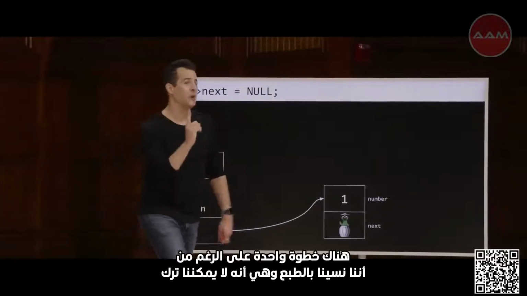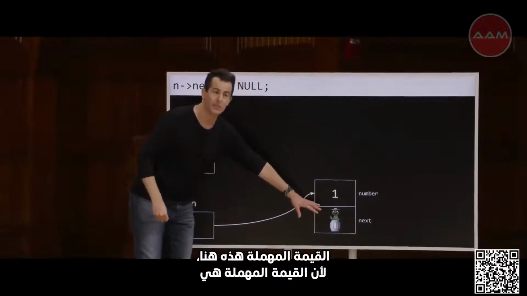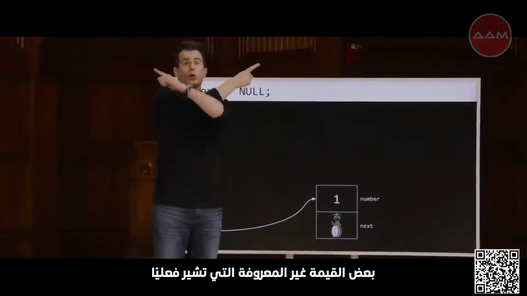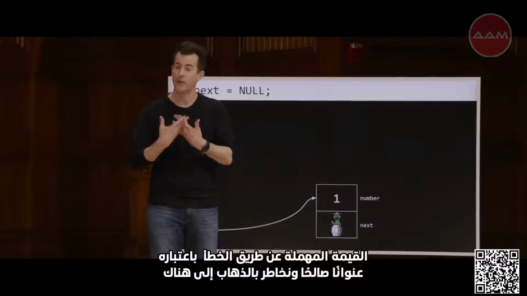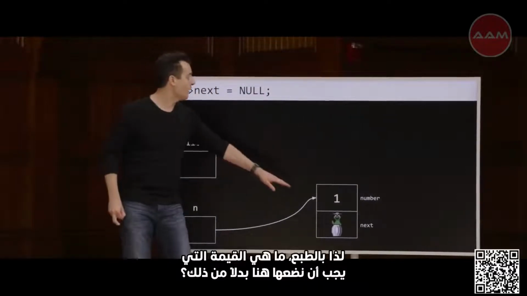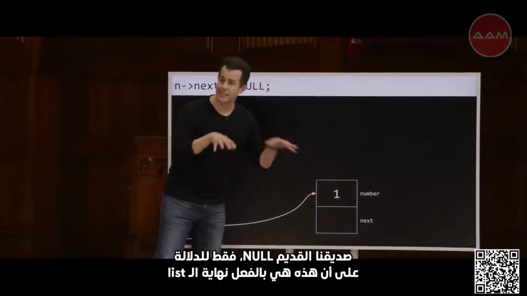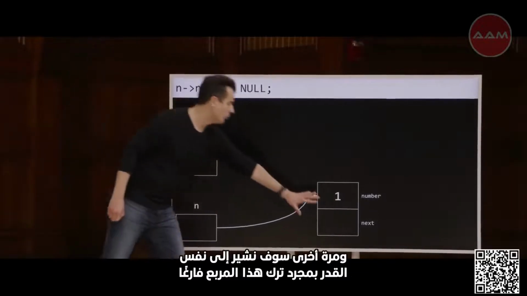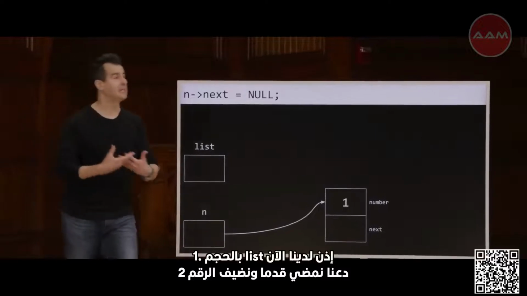There's one step, though, we've forgotten, of course, which is that we can't leave this garbage value here because the garbage value is some unknown value that effectively is pointing who knows where. And we don't want to accidentally misinterpret that garbage value as being a valid address and risk going there. So, of course, what value should we put here instead? Our old friend null, just to signify that this is indeed the end of the list. And we could do that with a line of code like this. And again, we'll connote as much by just leaving that empty box blank. So now we have a list of size 1.